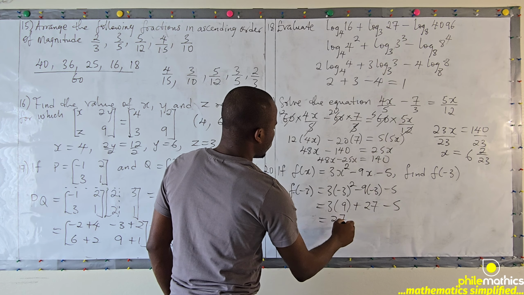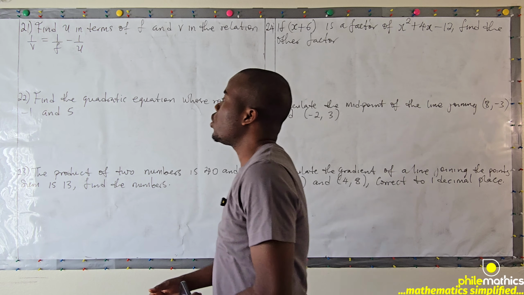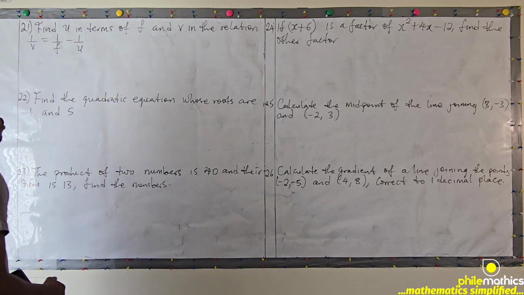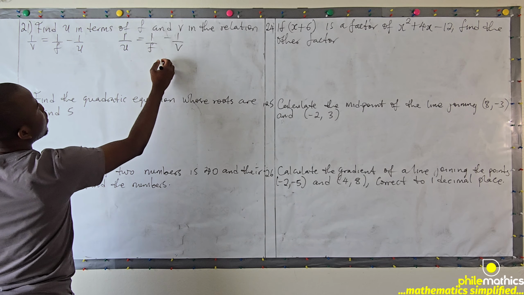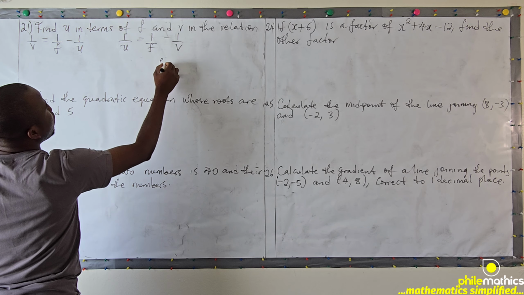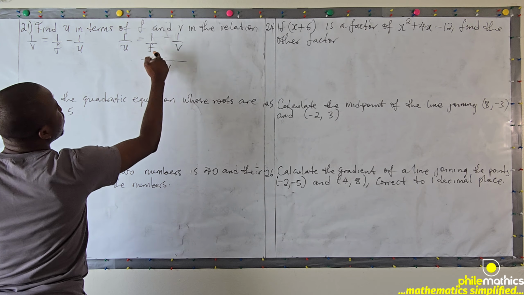Question 21 says find u in terms of f and v in the relation. So this is just saying, make u the subject of the formula. What you want to do first is take this to the left-hand side. So we'll have 1 over u will be 1 over f minus 1 over v. What's the LCM here? The LCM is simply fv. If f goes into fv, you get v times 1, v, minus, if v goes into fv, you get f times 1, f. This is 1 over u.